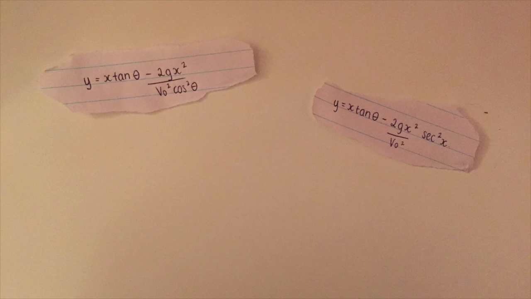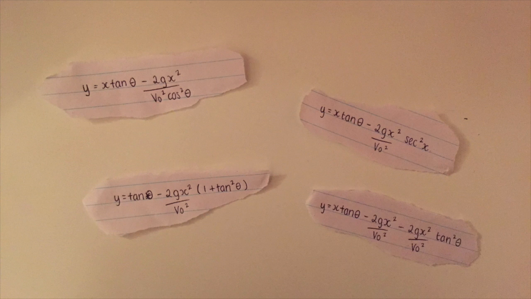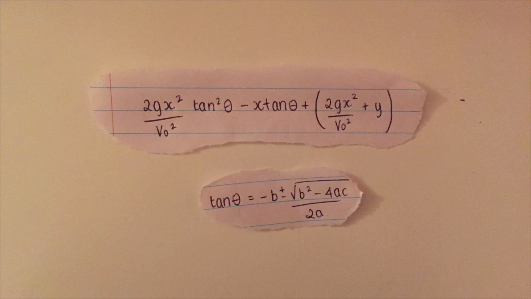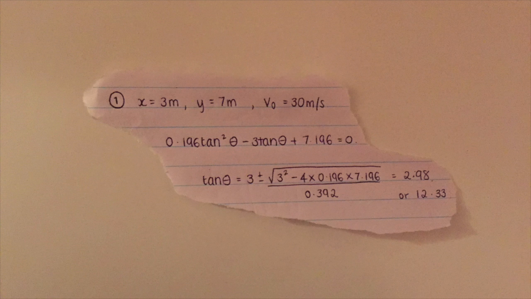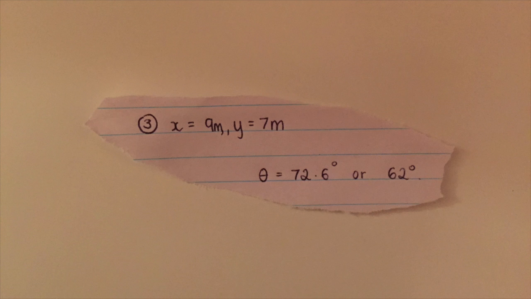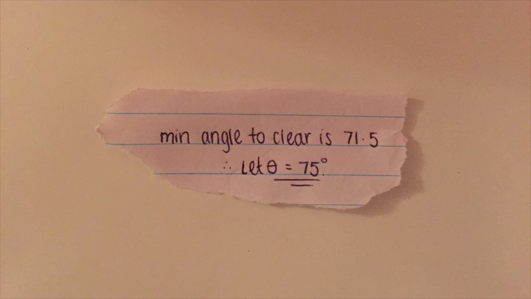Following this, we substituted t in terms of x into the y equation to get a quadratic, i.e., the parabola on which the particle's trajectory is based. We then arranged the equation into a quadratic of tan theta. We subbed in our x and y values and calculated the optimum angles of throwing. We continued our calculation with the angle 75 degrees.